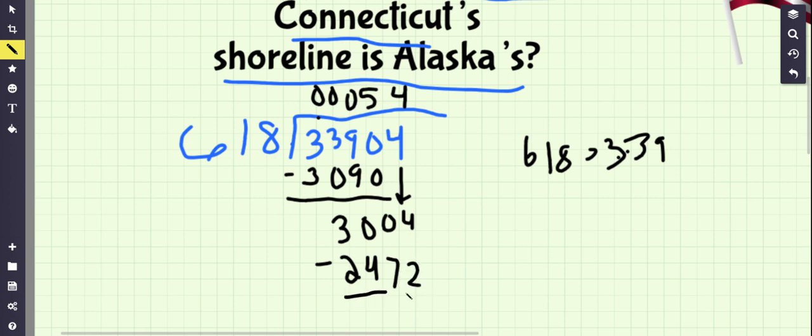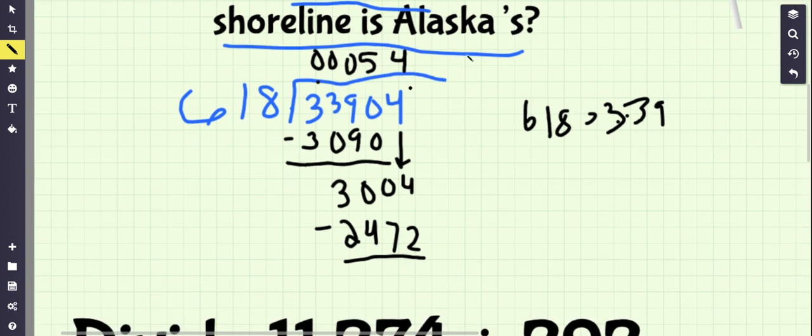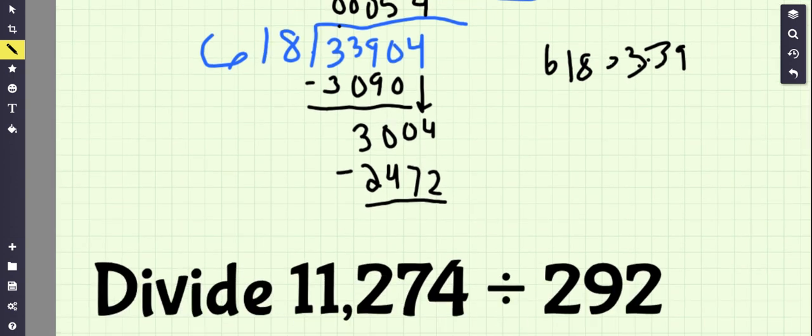And once we subtract that, this is our remainder. Because there's nothing left, unless we want to do the decimal stuff, we just divide, subtract, and get 532. That's the remainder.